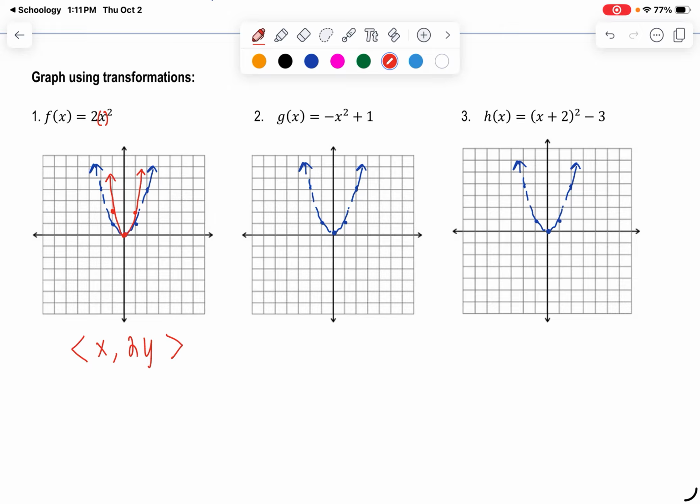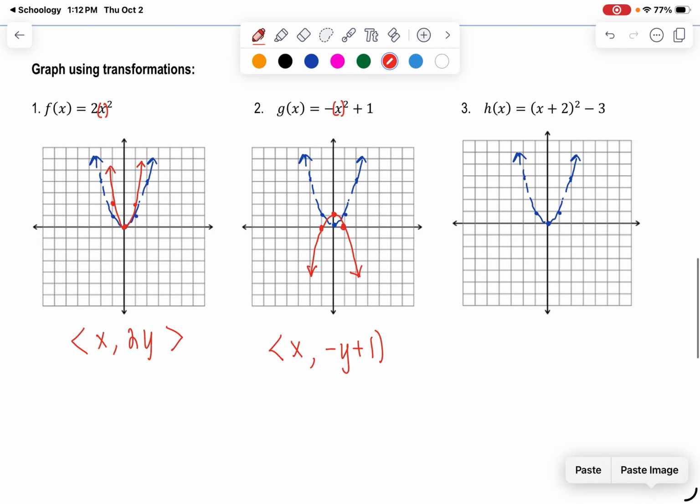My rule for my next one, as a reminder, using transformations here, if you look inside the parent, nothing's happening, that's x. And then for my y values, I'm taking the opposite of the y value and adding 1. So (0, 0) becomes (0, 1). (1, 1) becomes (1, 0). And then (negative 1, 1) becomes (negative 1, 0). So that is my downward facing parabola. That's moved up 1 from (0, 0).